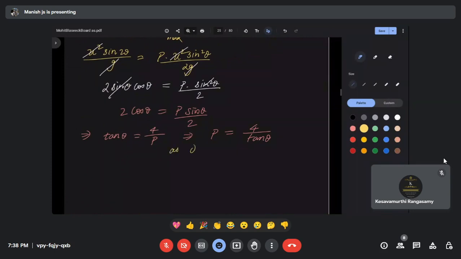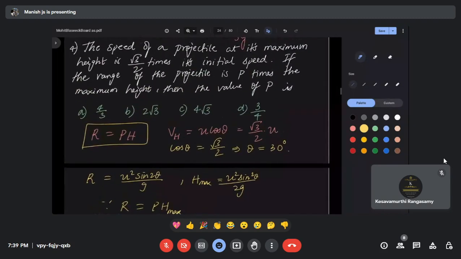As theta is equal to 30 degrees, you finally get p equal to 4 upon tan 30. And tan 30 value is 1 upon root 3. So it gets reciprocal and you get the answer as 4 root 3. So p has the value 4 root 3. That's the answer, so the answer is option C.